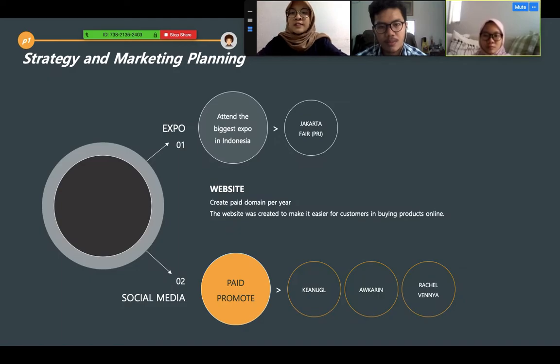The next one is strategy and marketing planning. There are 3 strategy and marketing planning. The first one is Expo. In the Expo, we attend the biggest Expo in Indonesia. The second one is social media. We do paid promotion to influencers, and the third one is from website. We create a paid domain per year. The website was created to make it easier for customers in buying products online.